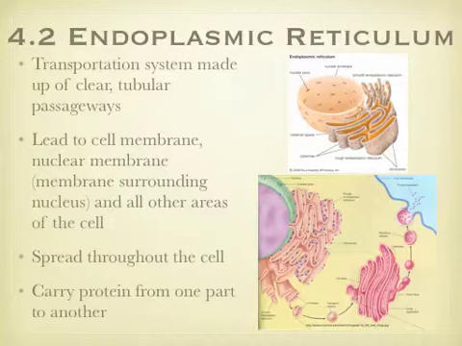4.2 is about the endoplasmic reticulum. The endoplasmic reticulum is responsible for transporting materials around the cell. It's a system made up of clear, tubular passageways. These passageways lead to the cell membrane, the nuclear membrane, which is a membrane that surrounds the nucleus, and all other areas of the cell. The endoplasmic reticulum spreads throughout the entire cell. The ER is also responsible for carrying proteins from one part of the cell to another.